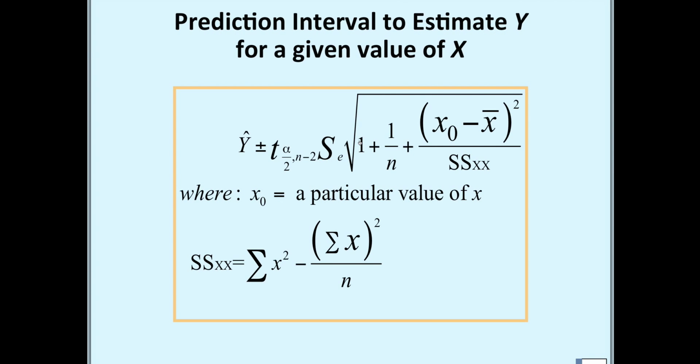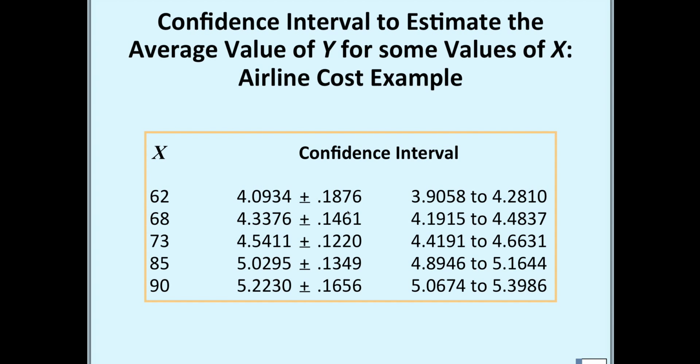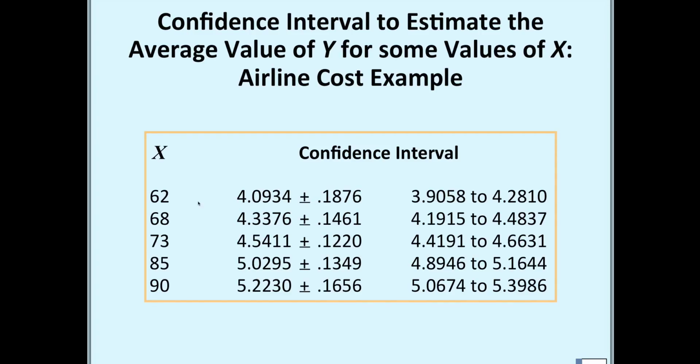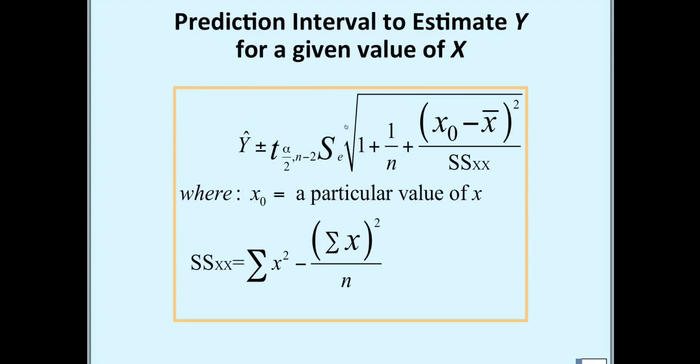And so for your homework, please try to replicate this confidence interval and try to find these confidence levels for these values 62, 68, 73, 85, and 90. This time for individual, just try to calculate that. It's very, very helpful.